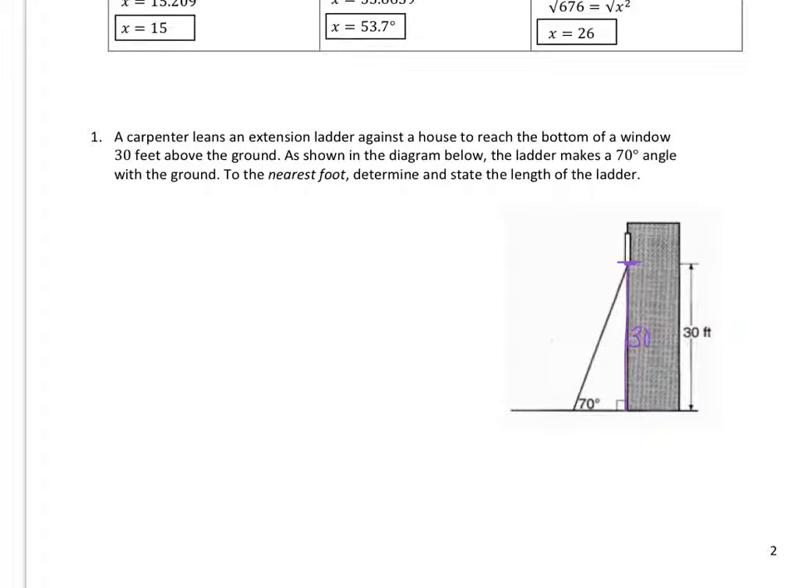As shown in the diagram below, the ladder makes a 70-degree angle with the ground. So angle with the ground and the ladder, 70 degrees. To the nearest foot, determine and state the length of the ladder. So I'm going to choose to call this x.